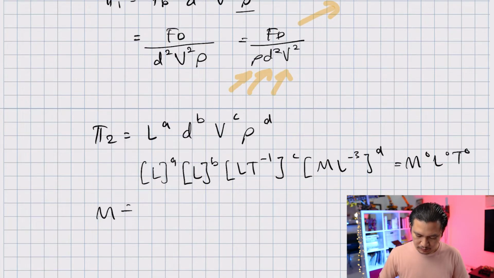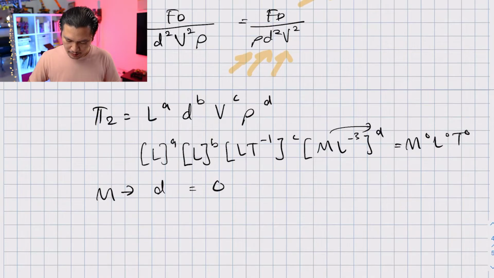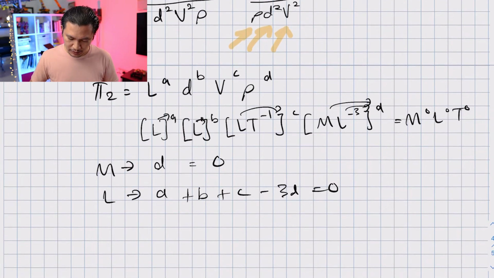Let's do M. Now it's quite simple because M only has D, so this is definitely 0. L has A plus B plus C minus 3D equal to 0. So usually for L, you will have all of the A, B, C, D because length is a very common unit, right? Now, finally, you have T, and we have here T equal to minus C, and that's it. This is also equal to 0. So D and C is 0. That makes it easy for us to cancel this out.